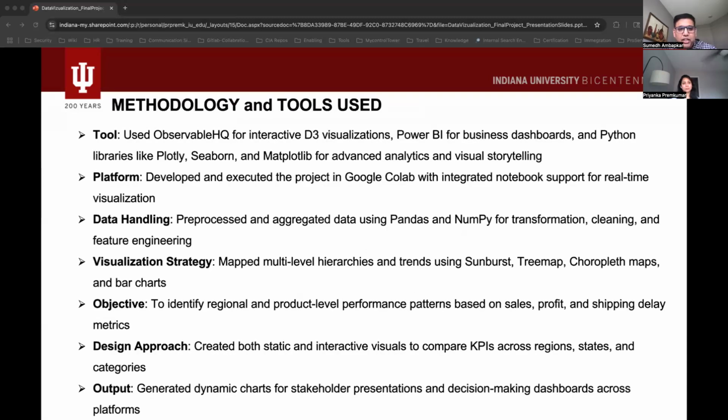Here we'll see the methodology and tools used. As stated by Priyanka, the objective here was to identify the performance of the product based on the region, for which we'll use the selected features like sales, profit, category, subcategory, and derived fields like shipping delays. The tools used for the visualization were Observable HQ, Interactive D3JS, Power BI, Python libraries like Plotly, Seaborn, and Matplotlib. We also pre-processed and aggregated the data using pandas and NumPy for transformation, cleaning, and adding the engineered features.